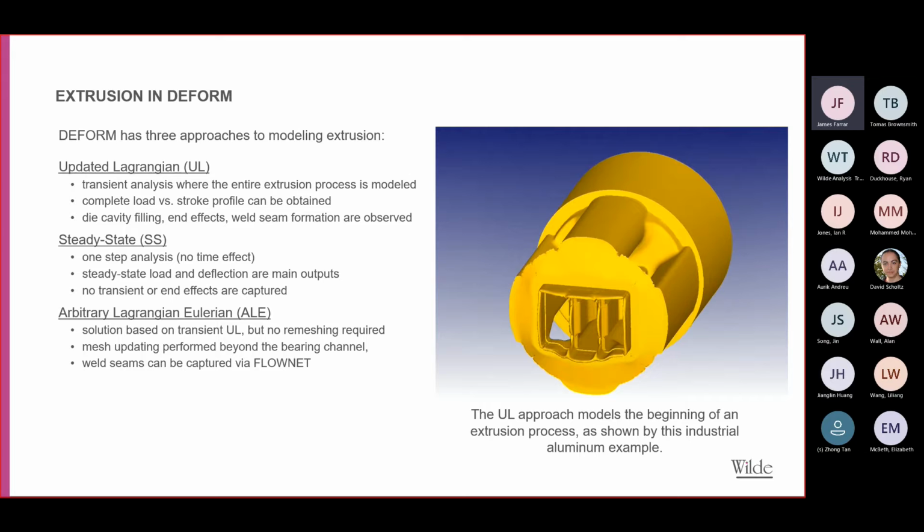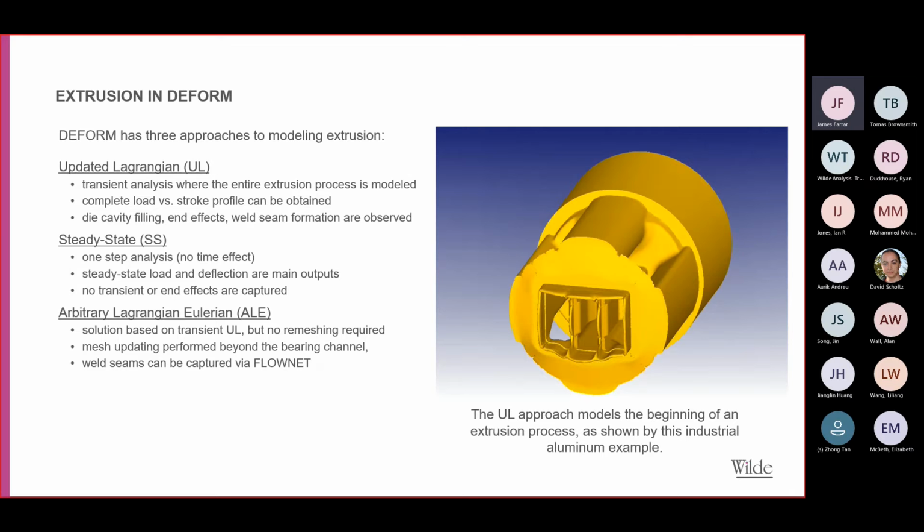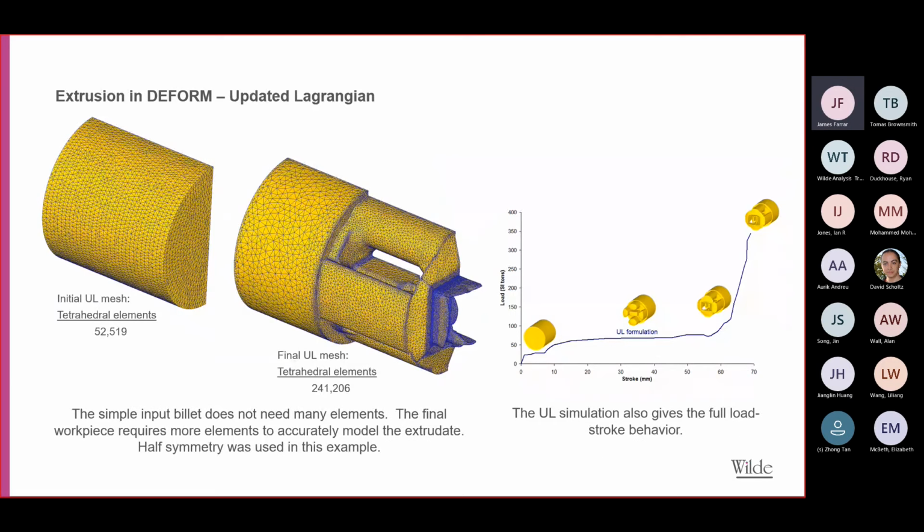So with Lagrangian, we push it through, and there's lots of remeshing in the solution. We start off with the initial simple mesh of the billet, and the mesh evolves during the process, and we refine the mesh as it gets through to the extrusion dies, and we're tracking the force during that process on the load stroke. So that's the force on the tools and on the ram as well, so that we can understand the whole process.